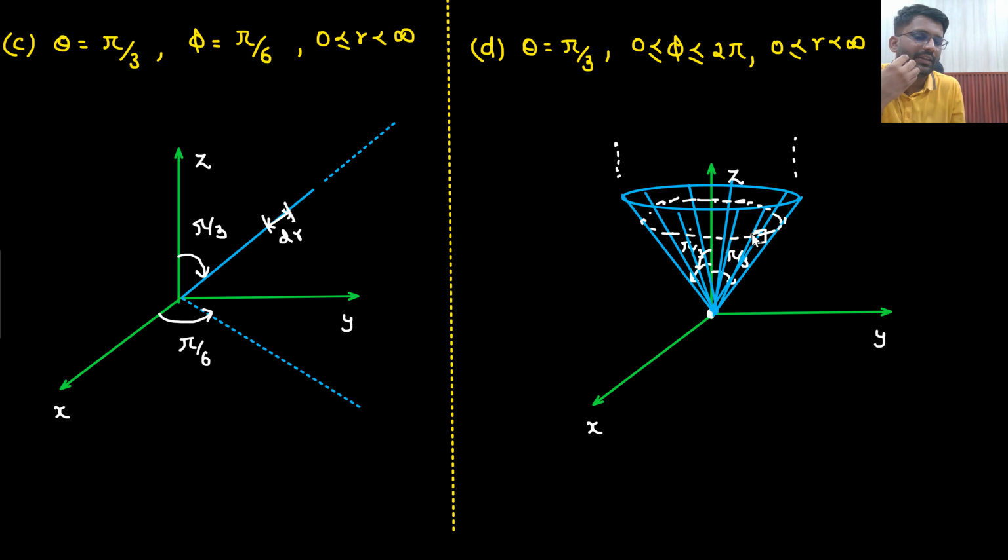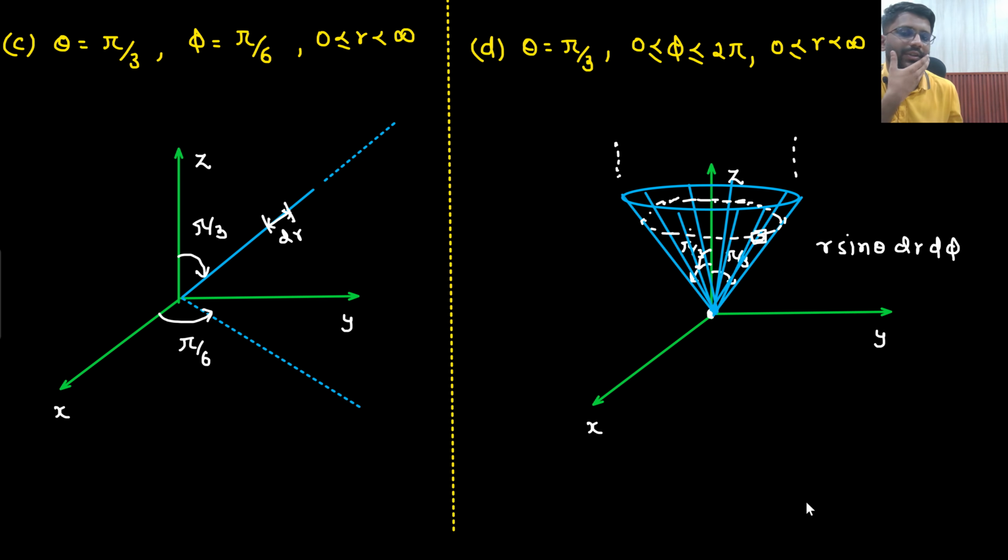What will be a small surface area? You are moving in the direction of phi and in the direction of r. When you move in the direction of r, you move for a distance dr. When you move in the direction of phi, you move for r sin theta d phi. So the small portion will be r sin theta dr d phi. That's it.